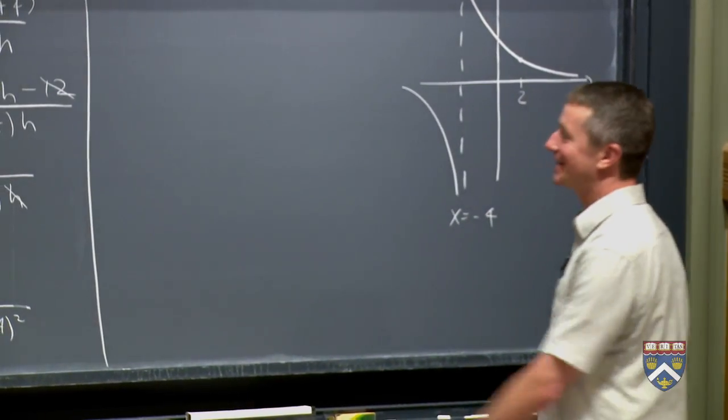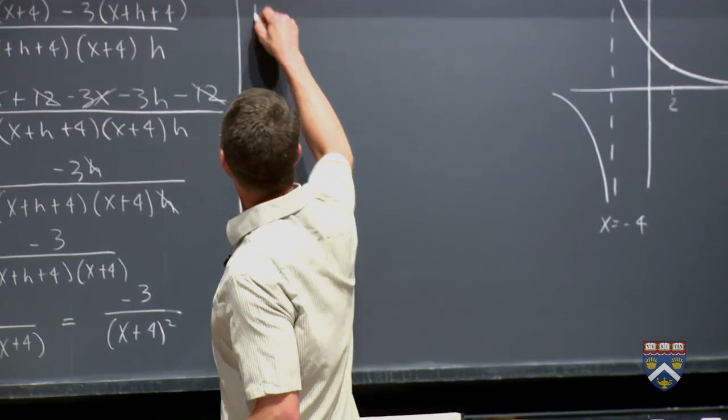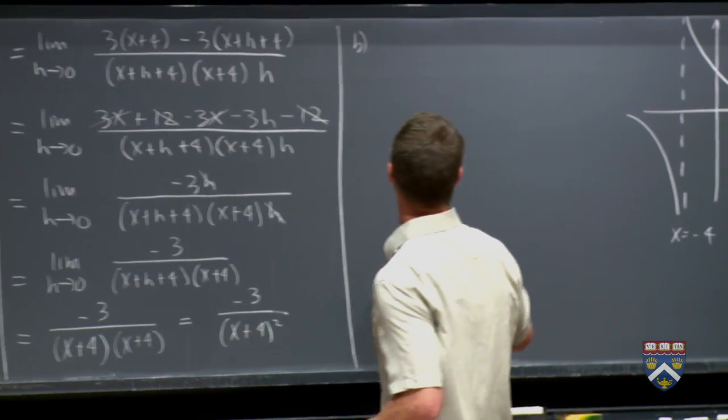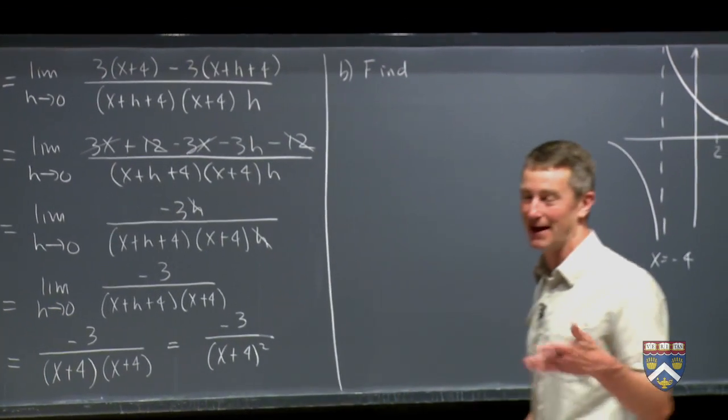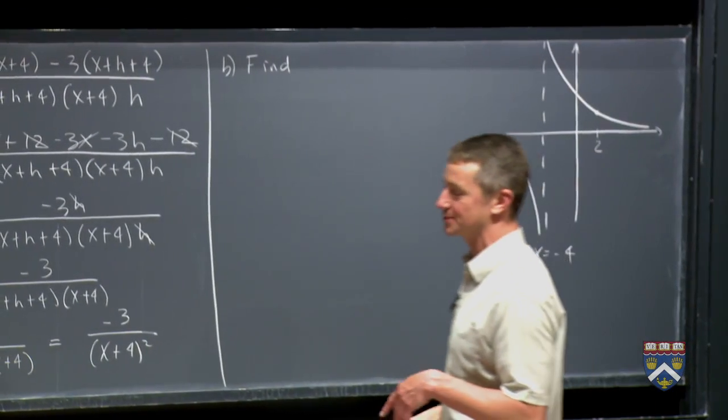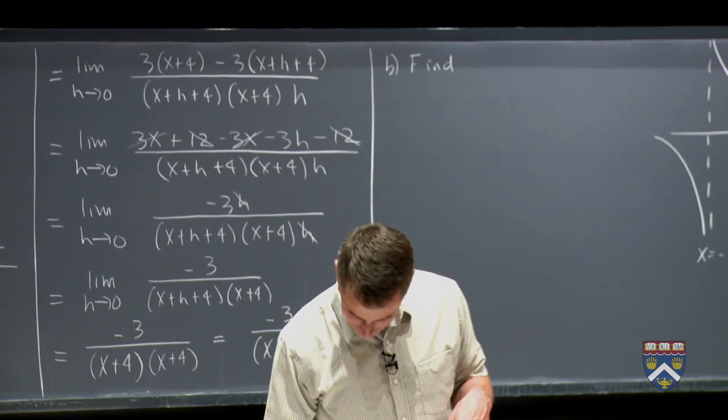All right, let's do a part B for this one. Now that we've got our derivative, let's find the equation of a tangent line. So in the previous example, we just found out where the tangent line had a slope of 0. Now let's actually find the equation of the tangent line at x equals 2.